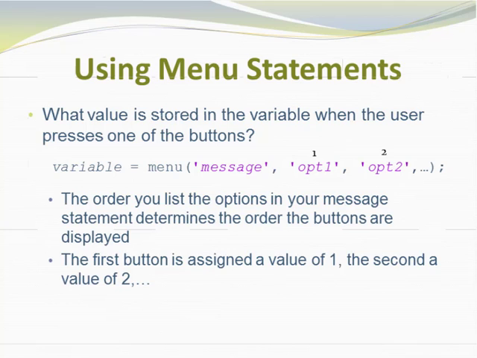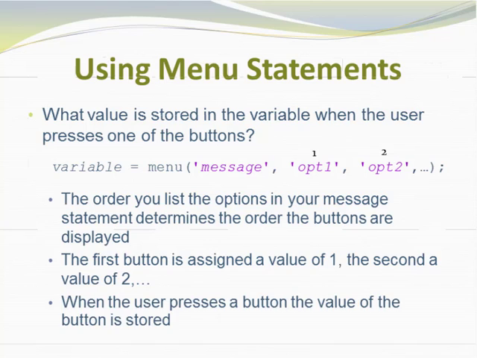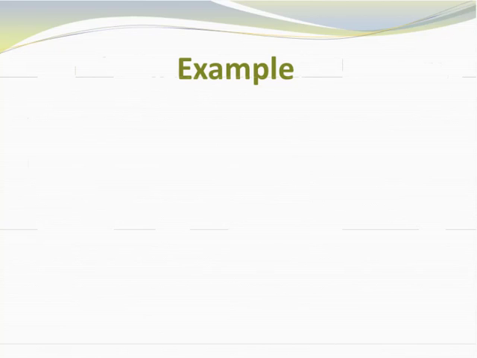And the way that those numbers are assigned is that the first button has a value of 1, the second button has a value of 2, and so on. So we count up by 1, starting with 1. So when the user presses, let's say, the button for option 2, the value of 2 will be stored into our variable. Alright, so again, let's take a quick look at an example of a menu statement and see how this would work.